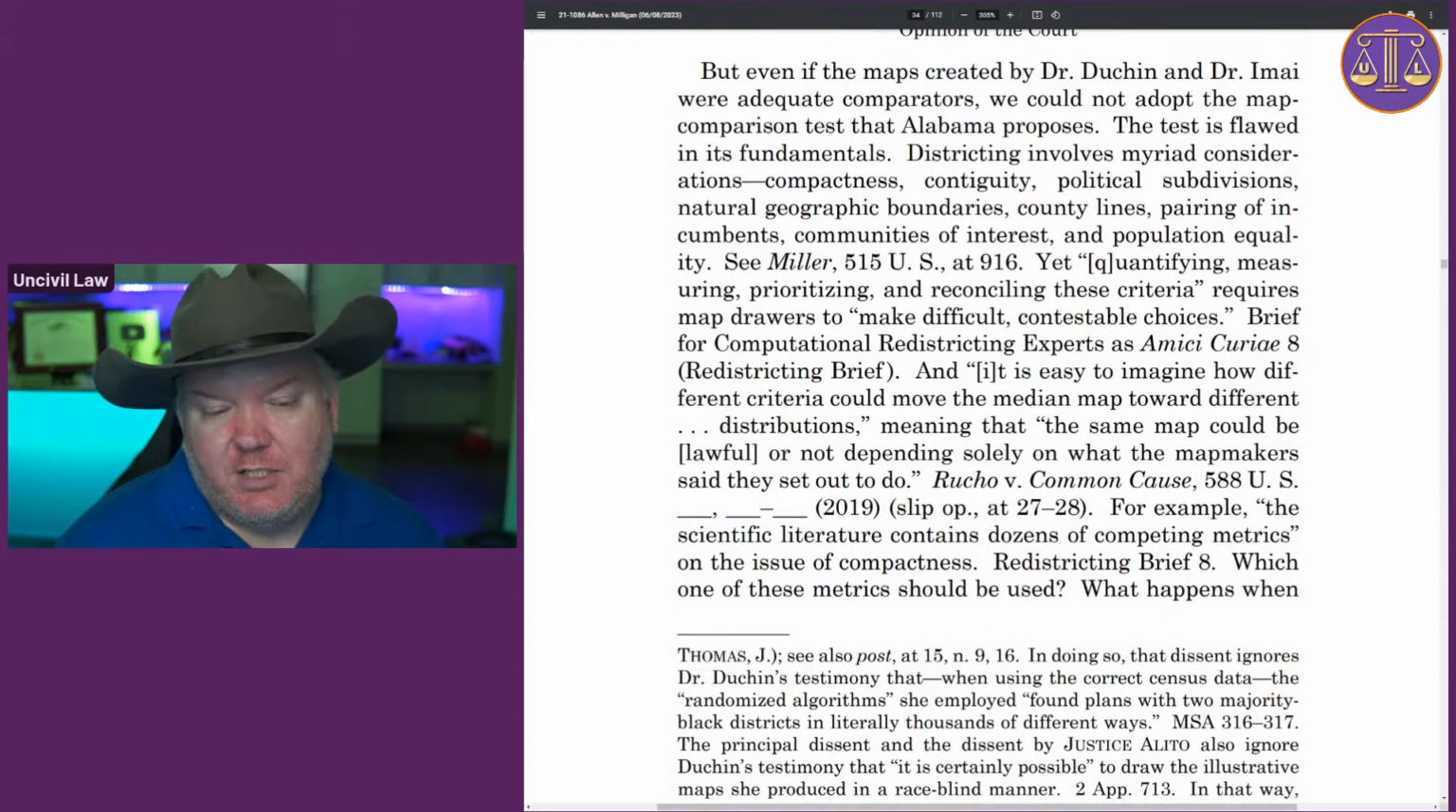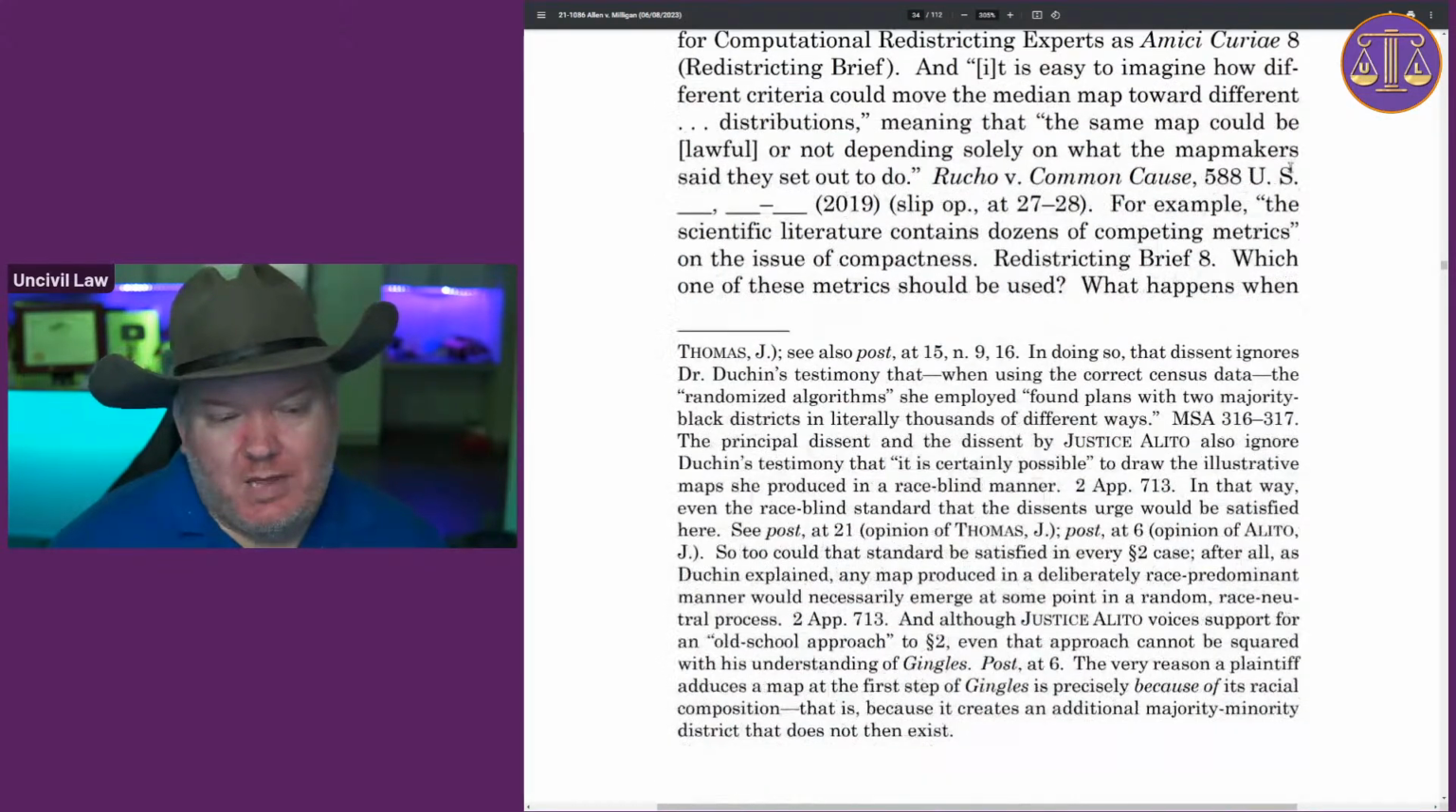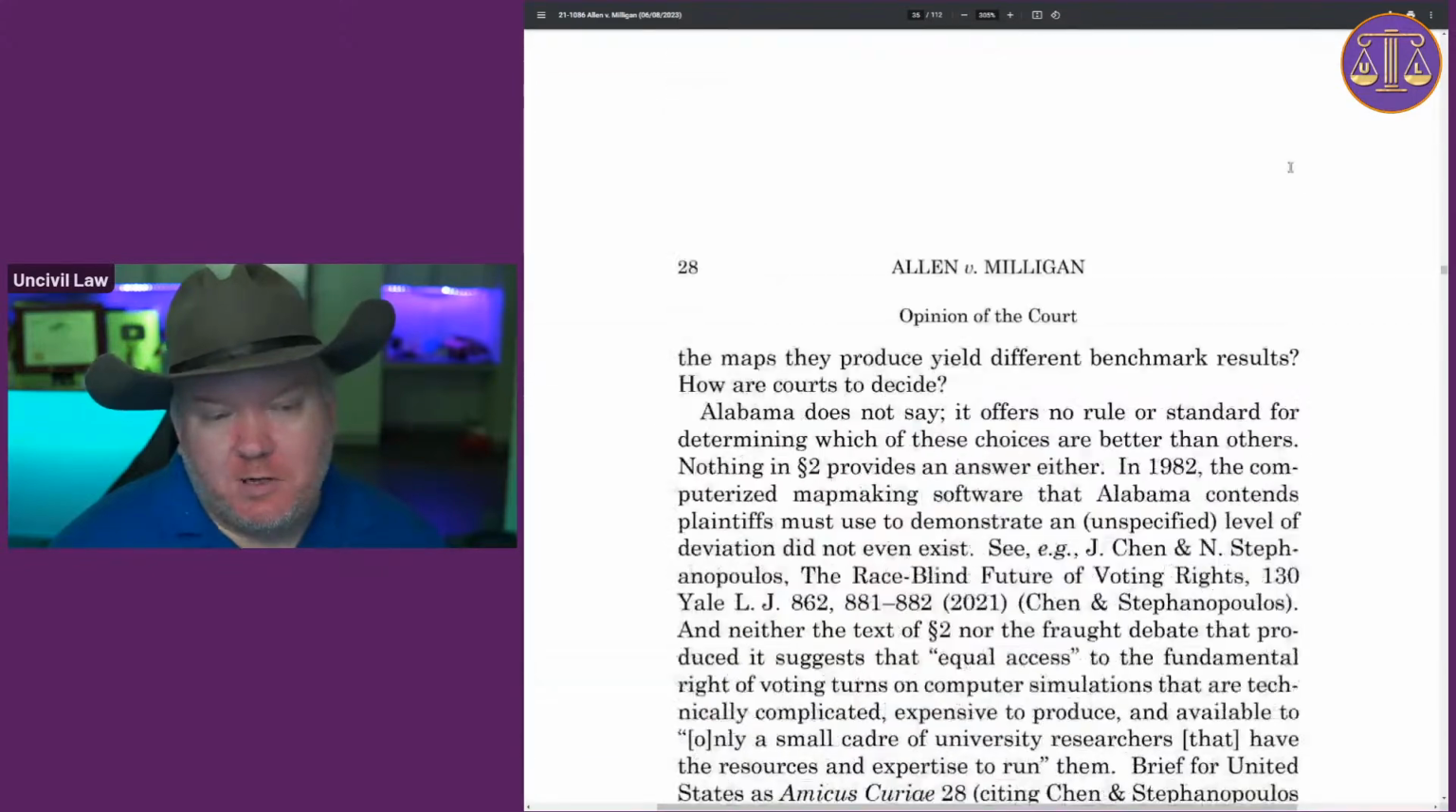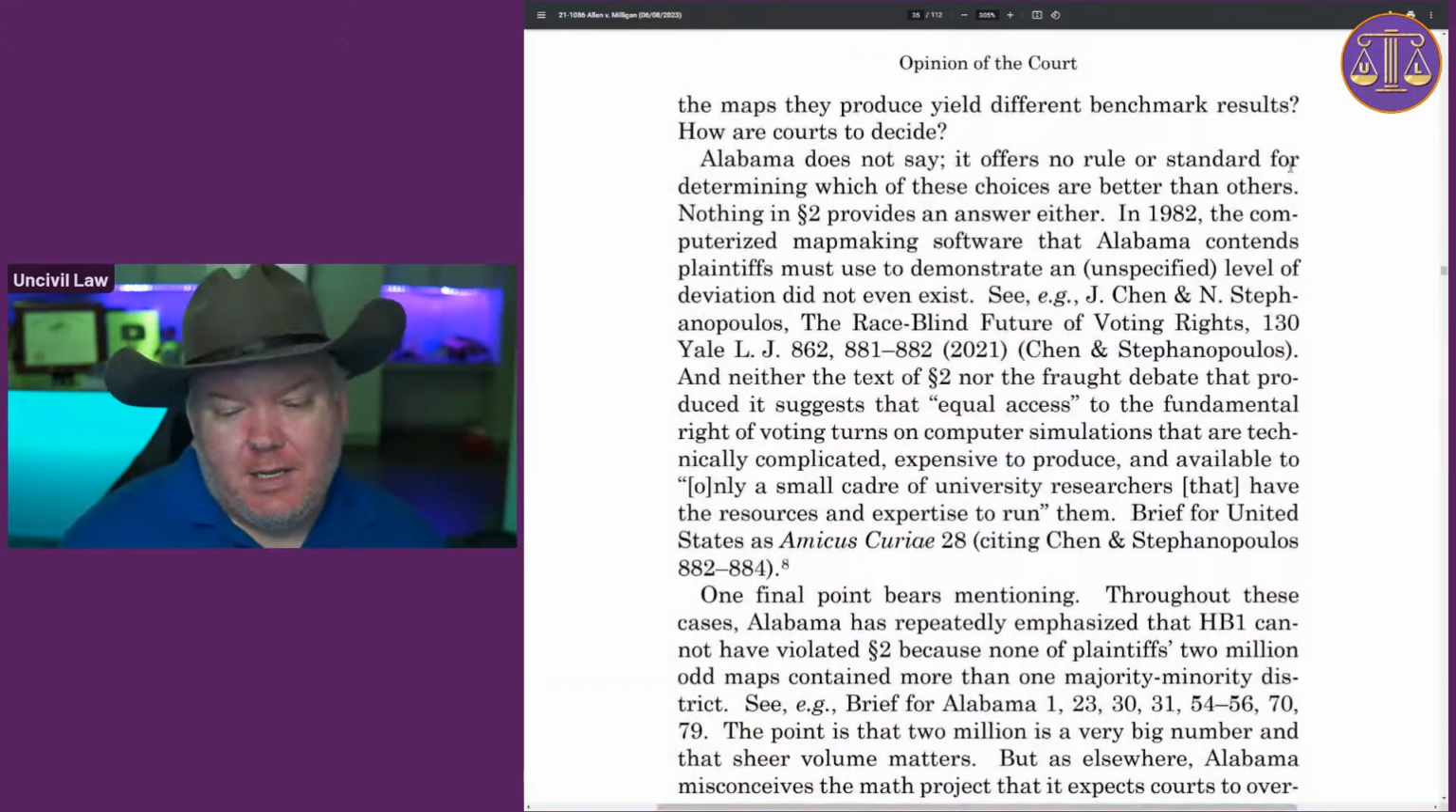For example, the scientific literature contains dozens of competing metrics on issues of compactness. Which one of those metrics should be used? Well, I want to compare perimeter to area personally and look for the best ratio, but that's me. What happens when the maps they produce yield different benchmark results? How are the courts to decide?